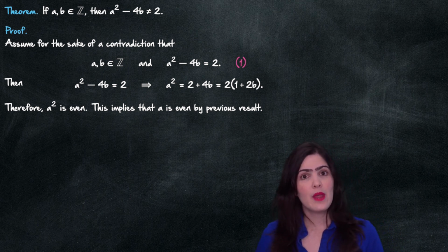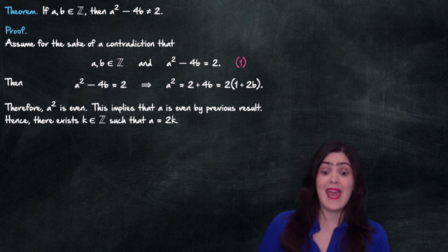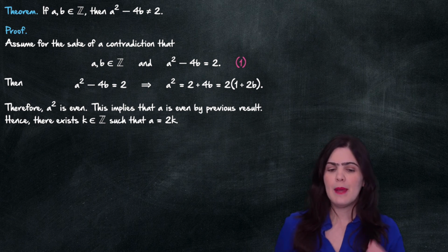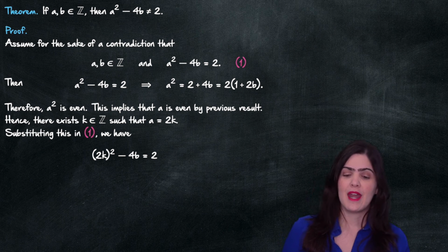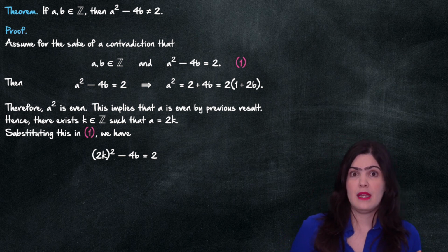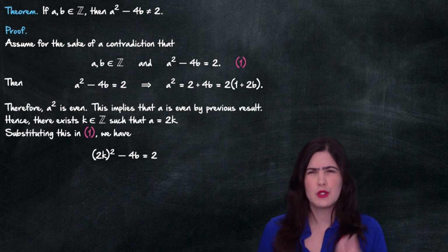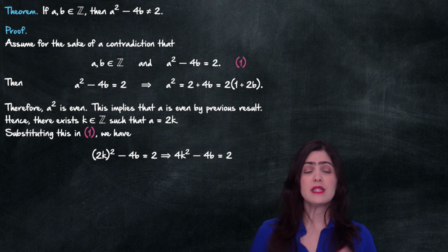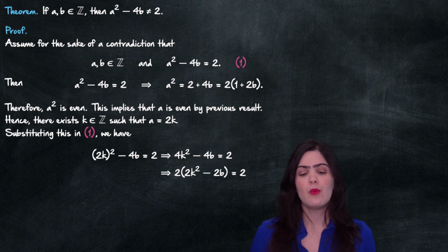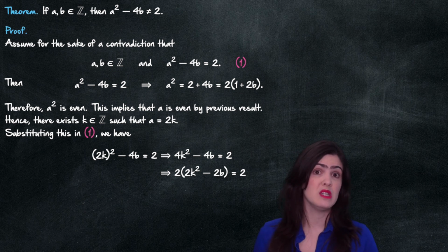Perfect. So now that we have this, we know that there exists an integer k such that a is equal to 2k. And I'm going to substitute this back into my original equation. So we have that (2k) squared minus 4b is equal to 2. But this implies that 4k squared minus 4b is equal to 2. Taking a 2 common factor, we have that 2 times (2k squared minus 2b) is equal to 2.